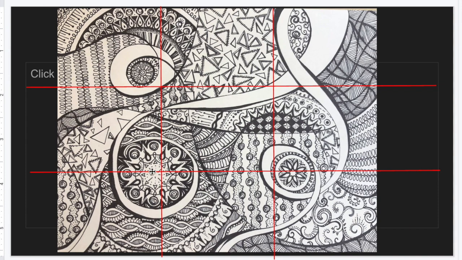So you can see that my main area of focus, my main focal point, hits this bottom left intersection. I've got a few other areas of emphasis to help balance it out, these smaller ones and this big area of negative space here. But my main focal point follows that rule of thirds.